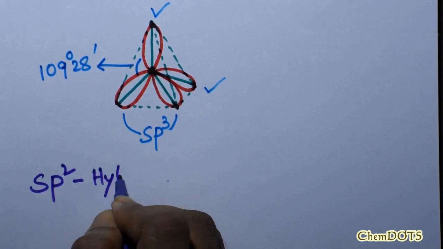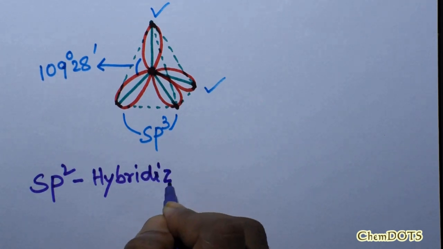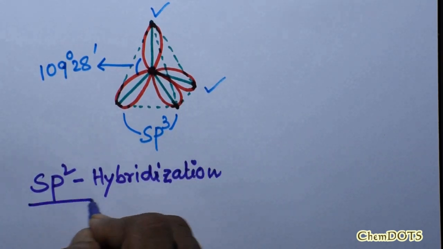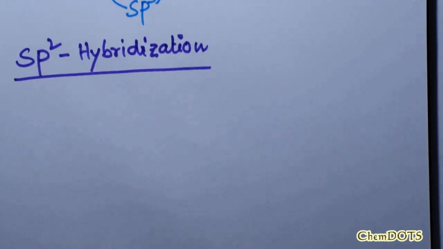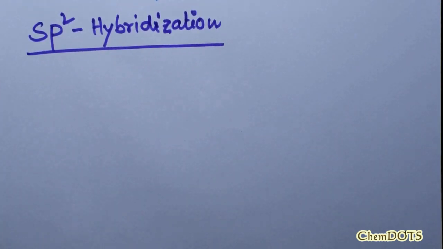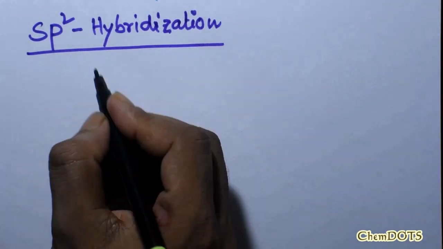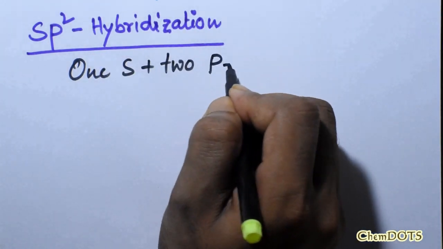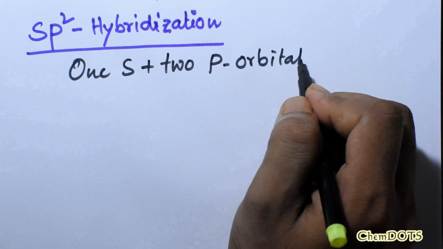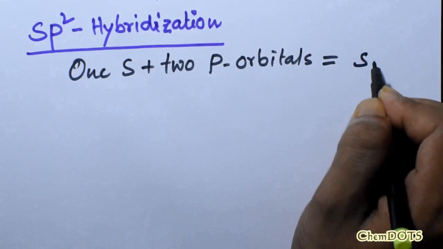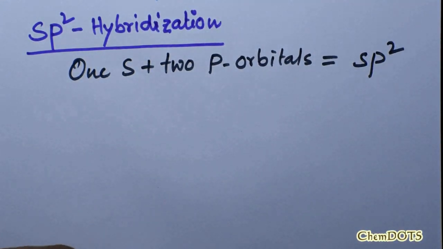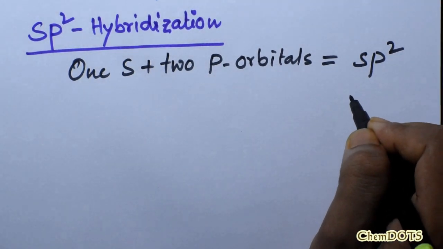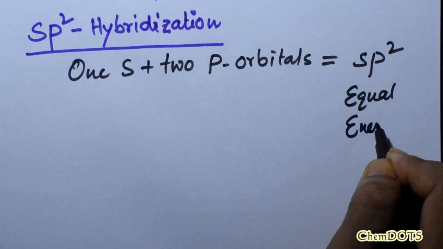Now let's discuss sp2 hybridization. Here 1 s orbital and 2 p orbitals are involved. The 1 s orbital and 2 p orbitals are averaged to make 3 sp2 hybridized orbitals of equal energy. So here 1 p orbital is left, which means it is an unhybridized orbital.